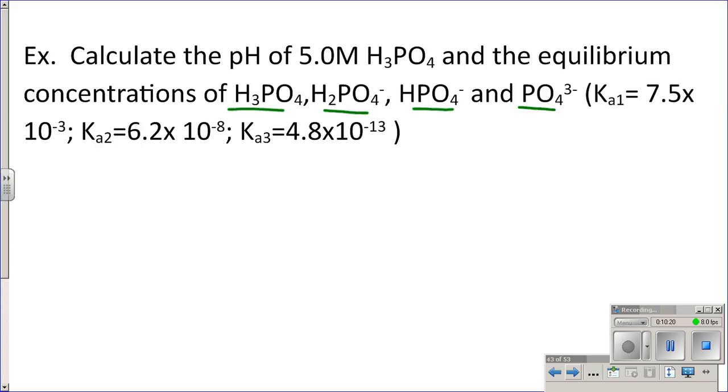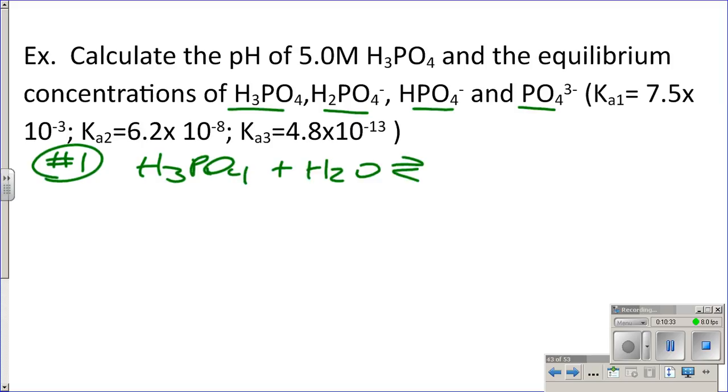I recommend if you have a highlighter or a pen or something to kind of segment your work throughout it. So the first deprotonization is phosphoric acid doing its thing. I'm dropping off some hydrogens in the pool. H2PO4 1 minus.